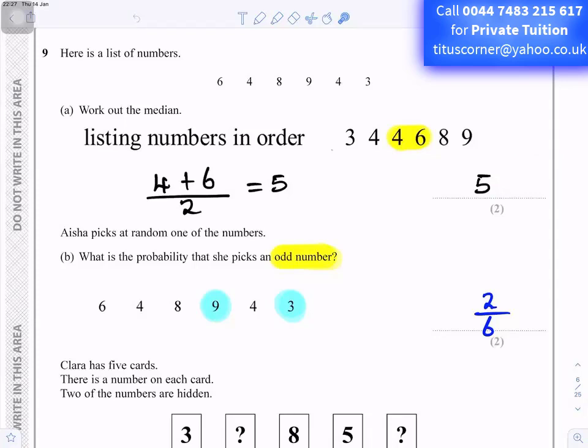Aisha picks at random one of the numbers. What is the probability that she picks an odd number? Looking at that list of numbers, there are two odd numbers, 9 and 3. So we have two odd numbers, and 6 numbers all together, 1, 2, 3, 4, 5, 6. So it's two odd numbers divided by 6. You can simplify this to 1 over 3, if you divide by 2, divide by 2. Half of 2 is 1, and half of 6 is 3. Or you leave it as 2 over 6.